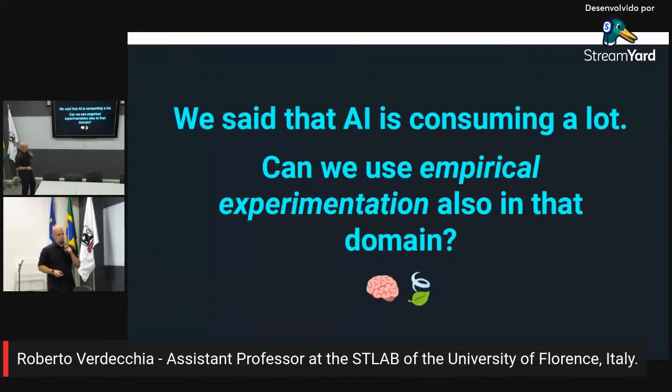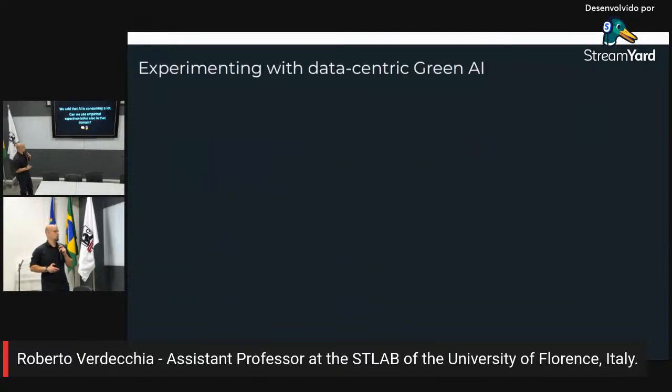But we said, AI consumes a lot. Can we do something also in that domain? And the answer is, well, obviously, this is one of the fields I am currently focusing on, which is the field of green AI. So how can we make AI systems more energy efficient?